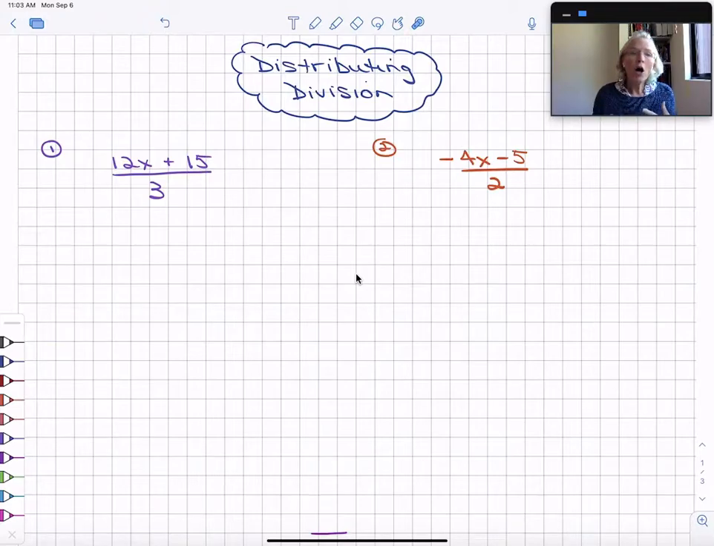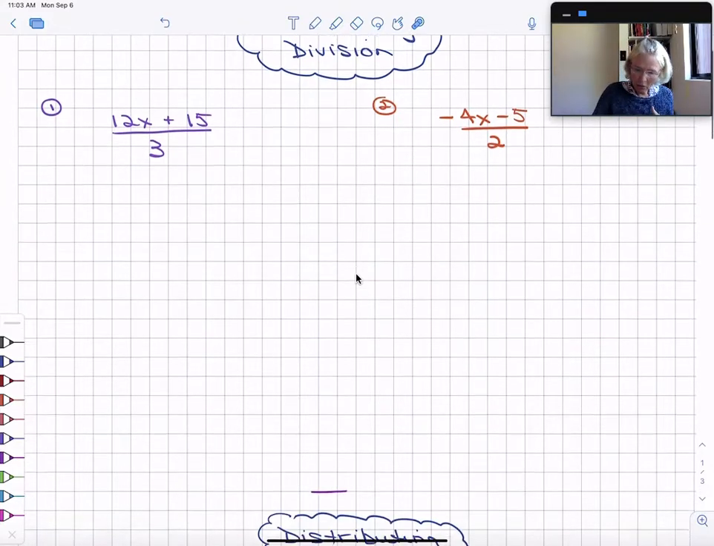To begin, please pause me and try to simplify these two expressions. This will help you assess what you already know, and it's also going to give you an opportunity to make a mistake, which we know is valuable to your learning. All right, pause me, simplify, then come back.